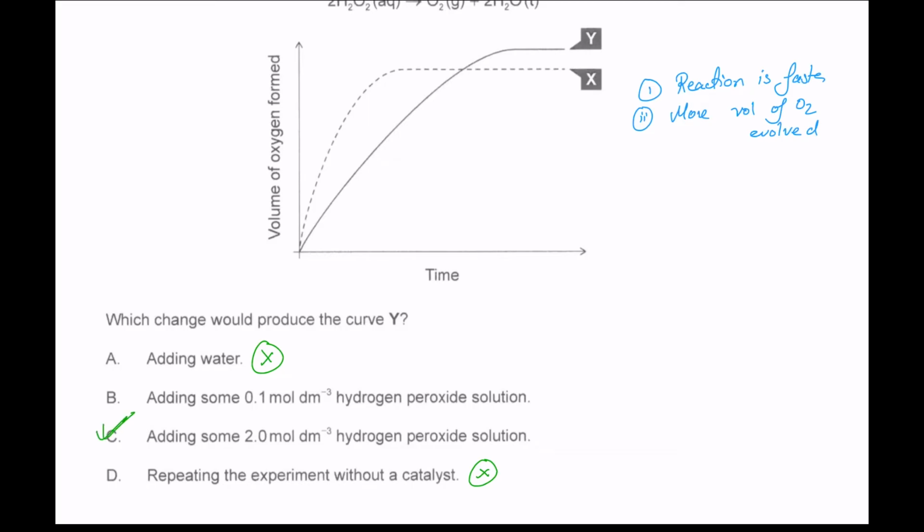So I would say option C would be the answer. If we add 2 mol per dm cube hydrogen peroxide, the concentration in the solution increases. As the concentration increases, the rate of the reaction will be faster, and obviously more volume will be evolved. But I'm not 100% sure. It can also be option B.